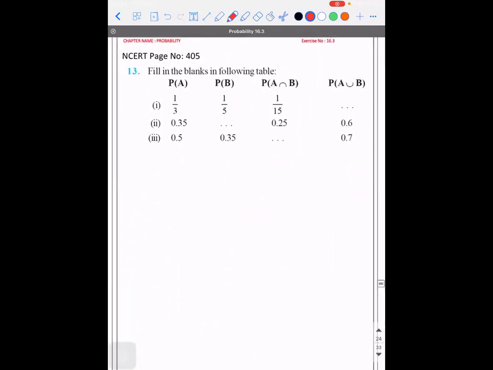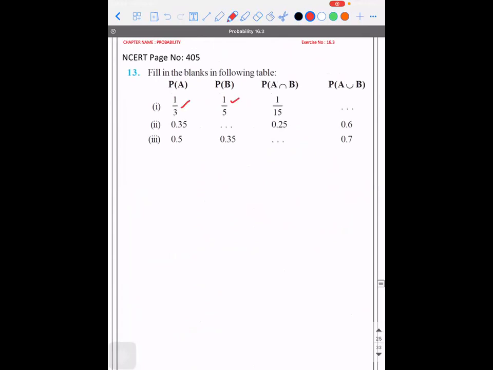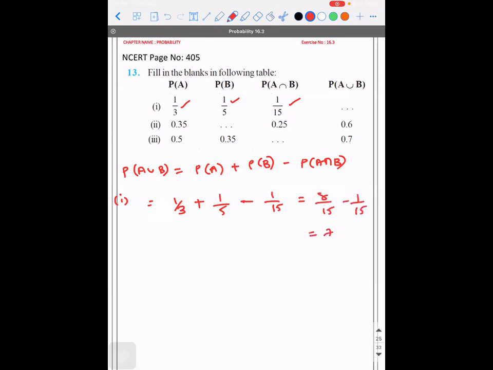Next one is very simple. P of A is 1 by 3, P of B is 1 by 5, P of A intersection B is 1 by 15. How to solve this? So what is the formula for P of A union B? It is P of A plus P of B minus P of A intersection B. So for the first one, it is 1 by 3 plus 1 by 5 minus 1 by 15. That is 8 by 15 minus 1 by 15. That will be 7 by 15.